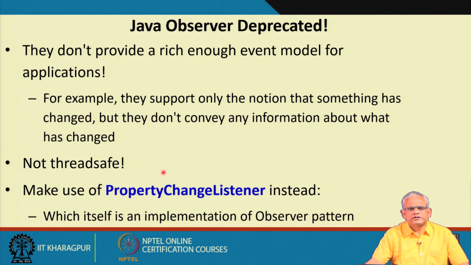But as I was mentioning, the inbuilt Java observer in recent distributions has been deprecated because of some of the shortcomings of the inbuilt Java observer. One was possibly that the observable is a concrete class, since it was developed quite some time back when concurrent programming was not prevalent. It is not thread safe. It does not provide information about the specific changes.